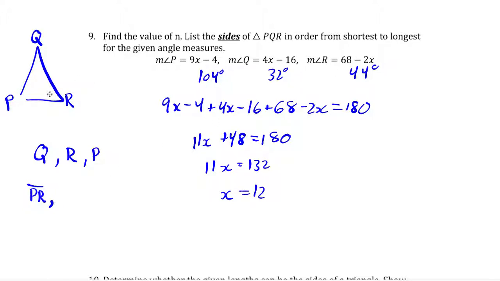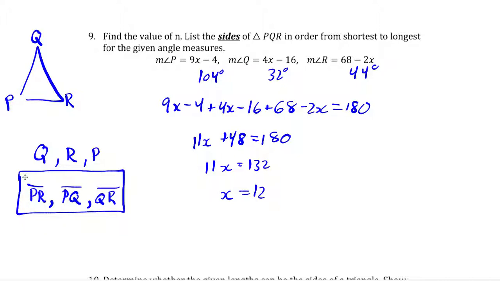Angle R is here, and that's the next smallest angle, and that opens up to PQ. So PQ is going to be the next smallest side. And then finally P. So P opens up to QR, and so QR is the largest side. And those are the three sides in order from shortest to largest. So make sure that you do understand that in order to get the angles, you have to add them up, set them equal to 180, but then also that the relationship of the angles tells us what the relationship of the sides is.